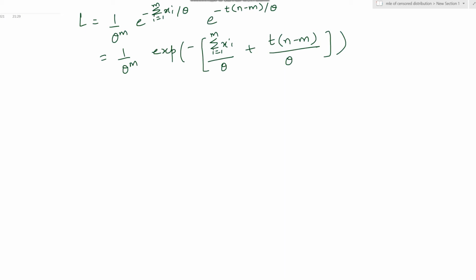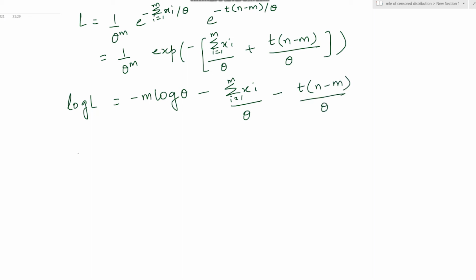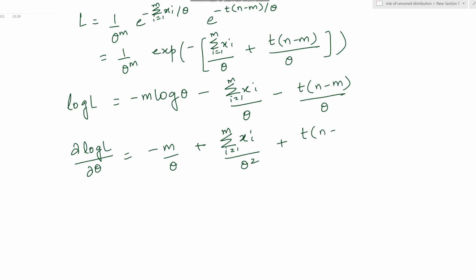Now let's take a log of this particular equation. So log of L is given by minus m log theta minus summation of xi, where i equals 1 till m, upon theta, minus t into n minus m by theta. Now let's take the first derivative of log L with respect to theta. So we get minus m by theta plus summation xi, where i goes from 1 till m, upon theta square, plus t into n minus m by theta square.